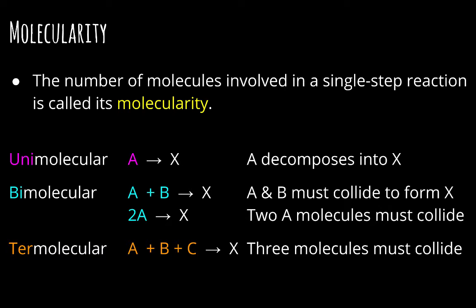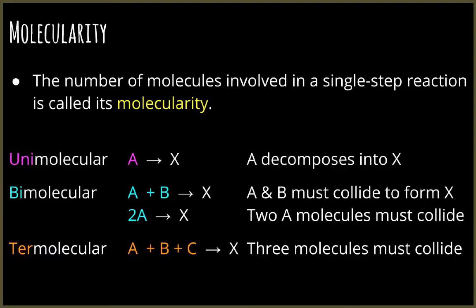The first type is a unimolecular reaction. In a unimolecular reaction, you have one substance as your reactant decomposing into your product. A bimolecular reaction has two species reacting, and those two things have to collide in order to form your product. They can be two different substances, or they can be two of the same. All it has to do with is how many things are interacting as reactants in order to form products.